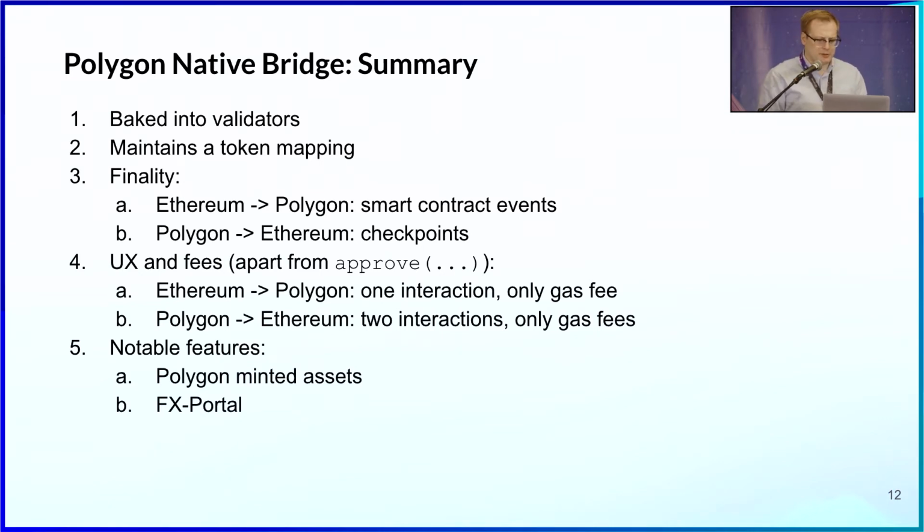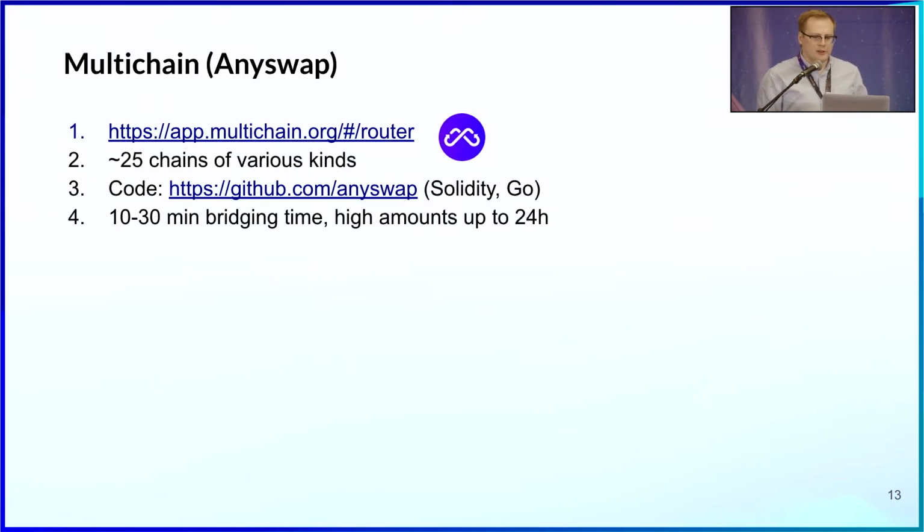In terms of the user experience, to send stuff, I only had to make one transaction. I had to send tokens. Obviously, there was an approval that probably needed to be made, but ignoring the approval, it was just one transaction. On the other hand, taking it out was two transactions. I had to make a call on the Polygon chain and the Ethereum chain. Some notable features, as we already discussed, are the FX portal, which we'll go into detail about, and Polygon minted assets being a possibility.